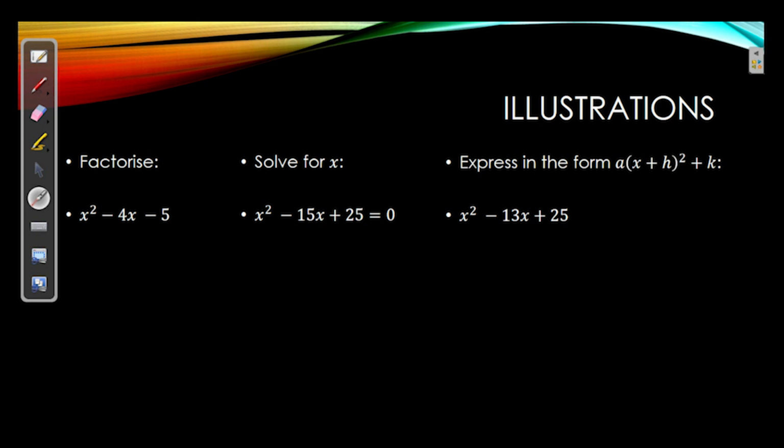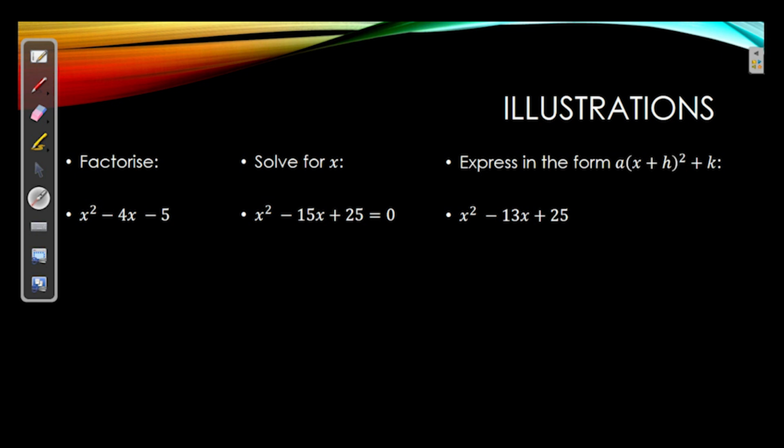So these are just some illustrations for you to understand how these particular techniques can be tested on the exam, and we are going to look at each of these techniques individually. So if you would like to understand any one in particular, you can just skip across to one of those videos. But if you would like to do a complete review from beginning to end with being able to solve quadratics, feel free to stick around for all 3 videos.